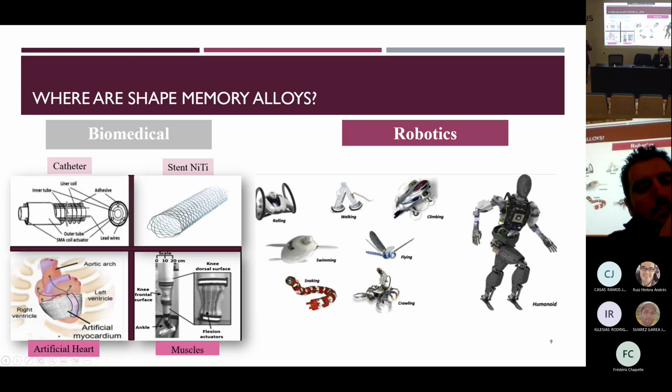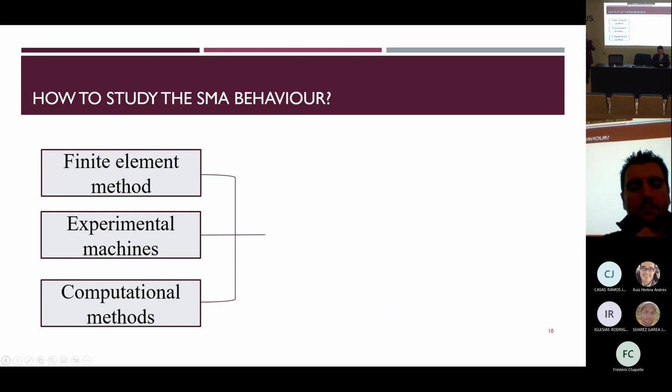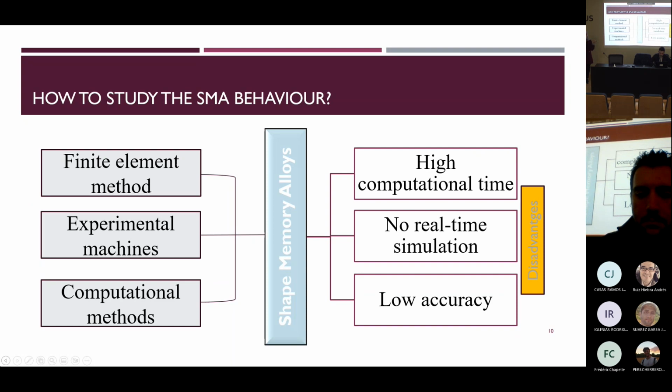Now, shape memory alloy in general, let's go deeper. What is important for us as researchers, how can we study shape memory alloy? There are three main methods: finite element methods, experimental machines, and computational methods. But all these methods have high computational time, no real-time simulation, and low accuracy. All these disadvantages lead us to search for a new solution.